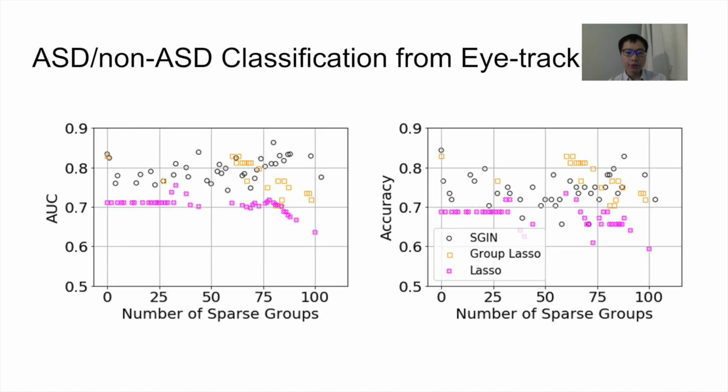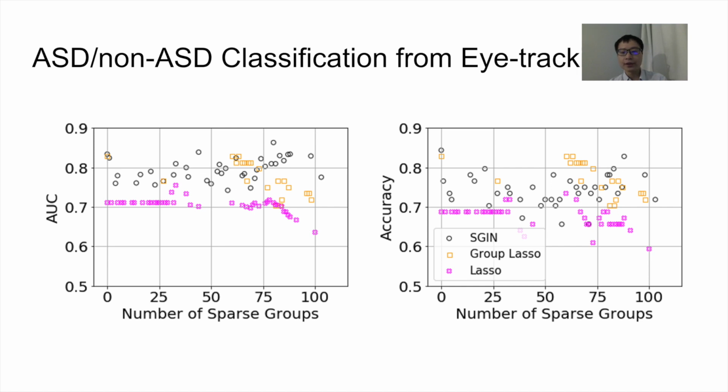We recruited 64 children for our experiment, where half of them are diagnosed as ASD by clinicians. We applied different machine learning methods to achieve group sparsity. By tuning lambda, the regularization term, we can achieve different levels of group sparsity. In the graph, the x-axis is the number of sparse groups. The y-axis is the area under the ROC curve, or accuracy.